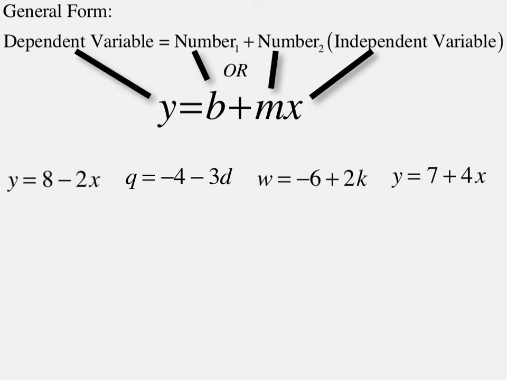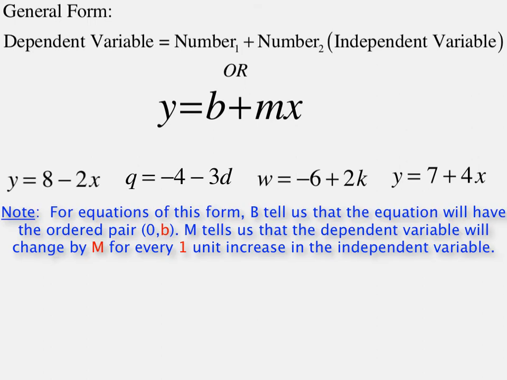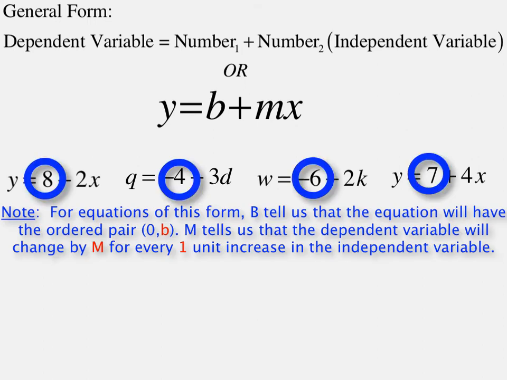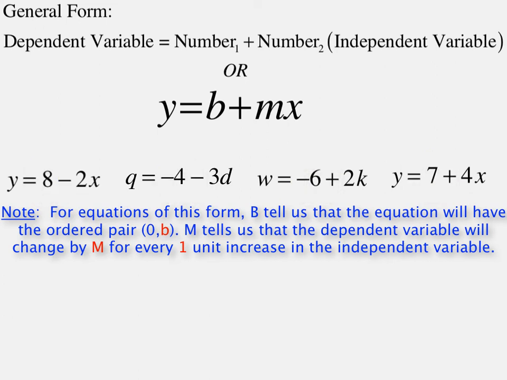Alright, so now we're ready to make some generalizations about the linear equations of the form we've been discussing. Here I have it in both the form that we saw earlier and the exact same thing, just with some variables, y equals b plus m times x. So for equations of this form, the first number, b, tells that the equation will have the ordered pair 0, b. Note that that's going to be an intercept when we graph this later. The second number, m, tells us that the dependent variable will change by m for every 1 unit increase in the independent variable. Now note that that change could mean increasing or decreasing.